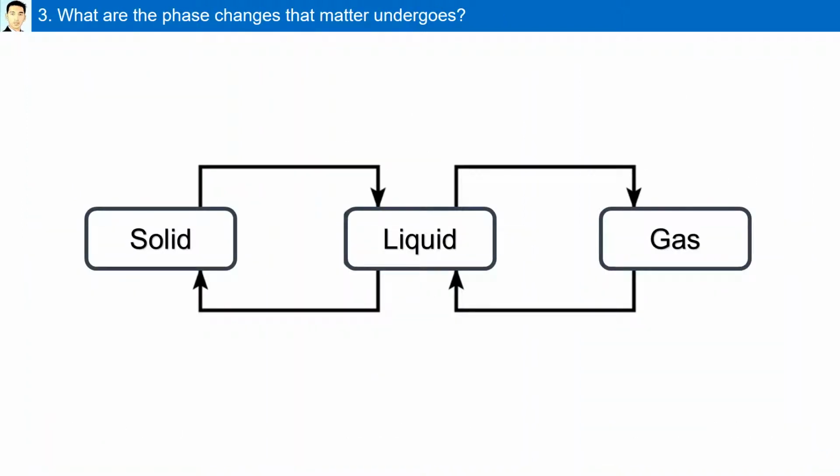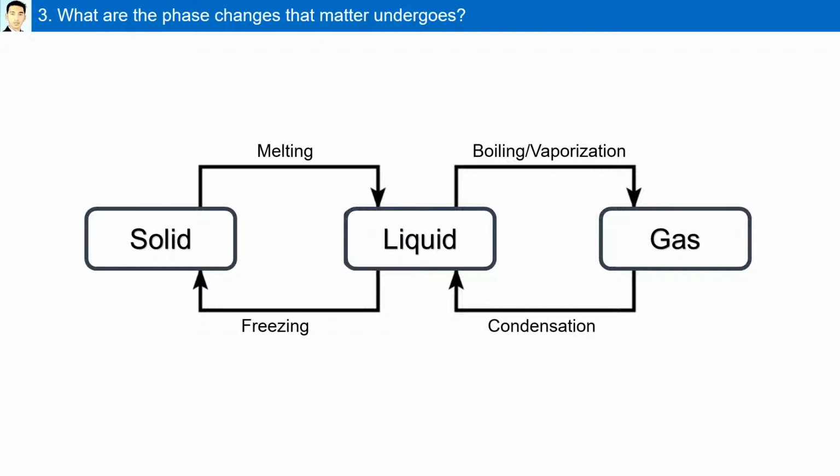What are the phase changes that matter undergoes? As a solid sample goes to a liquid, it undergoes melting. And as a liquid goes back to form a solid, it is called freezing. When a liquid goes to become a gas, it can be called boiling or vaporization. When a gas goes back to form a liquid, it is called condensation.